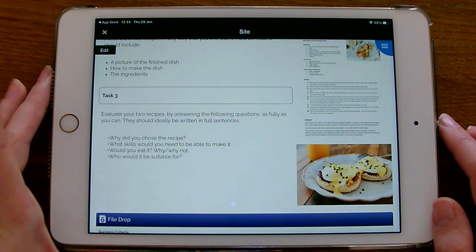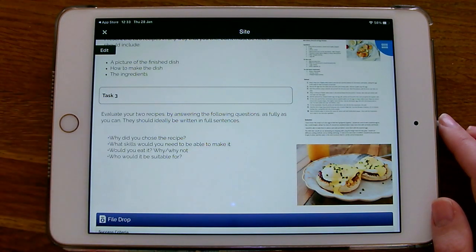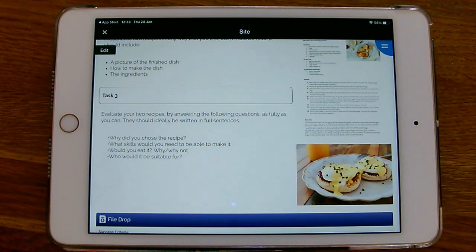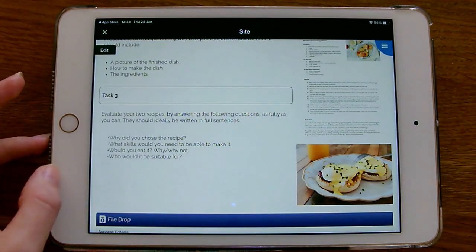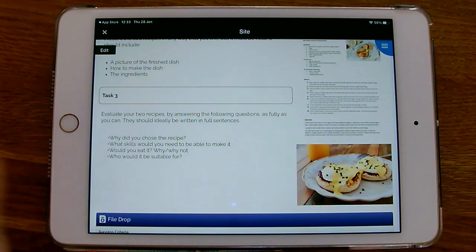When it says what skills would you need to be able to make it, the sort of thing I'm looking for you to explain is, does it involve frying, for example? Does it involve whisking? What different skills does it involve? Could it be to do with measuring the ingredients out? Think very carefully about what cooking skills you are trying to show with this recipe. Then for number 3, why would you eat it, and why or why not, and who would it be suitable for. So is it particular age groups that it might be suitable for, etc.